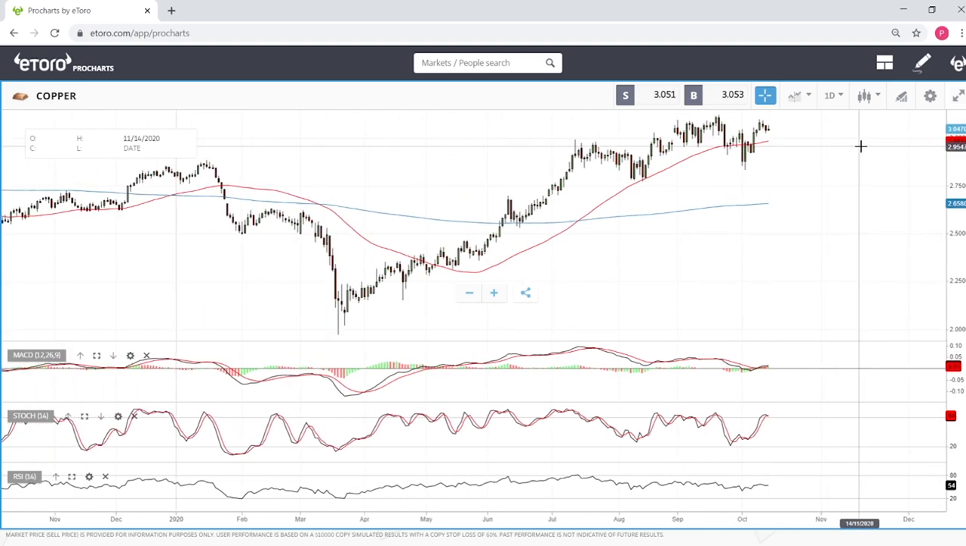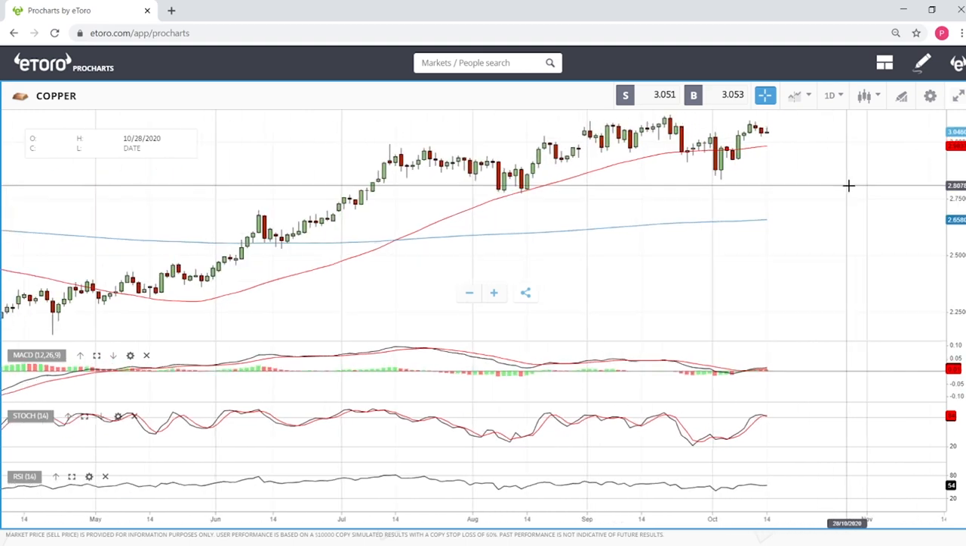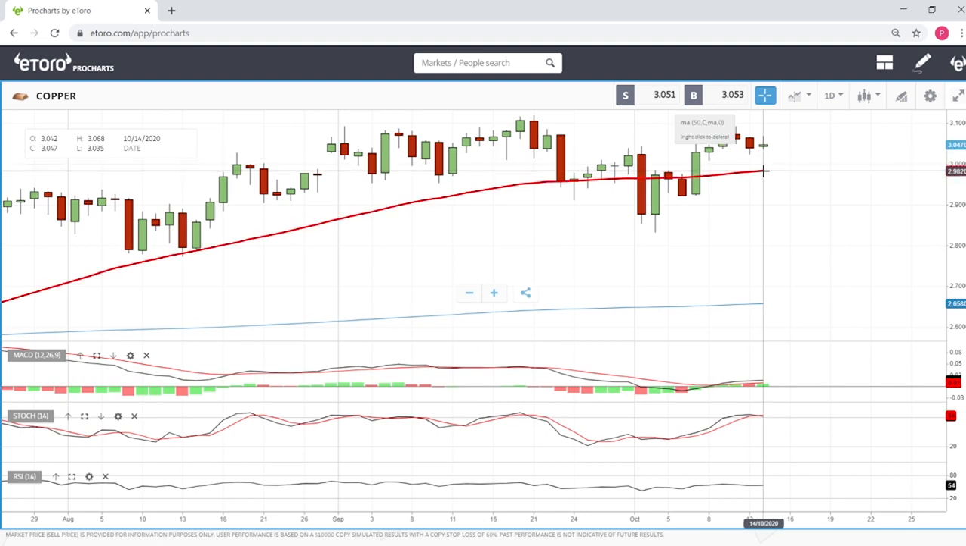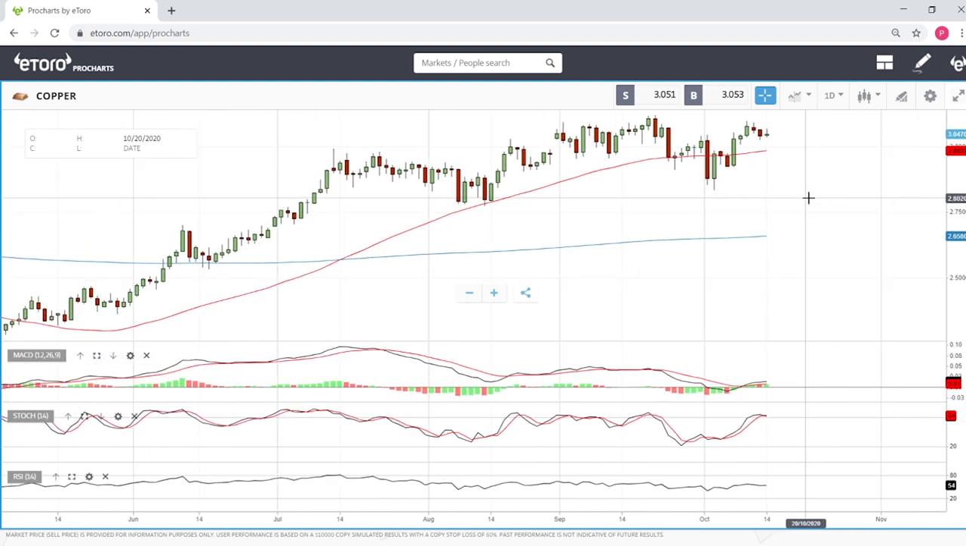Expectations also for copper from the biggest producers of copper in the world is that we'll fall towards the 2.6, 2.7 level, which is around the area just above the 200 moving average. So it is expected for copper to decrease, mainly due to the demand for copper. It's not there at the moment. So if we see a breakdown through the 50 moving average, we will go and test these levels at 2.8. A breakdown from there will leave us all the way down towards the 200 moving average.